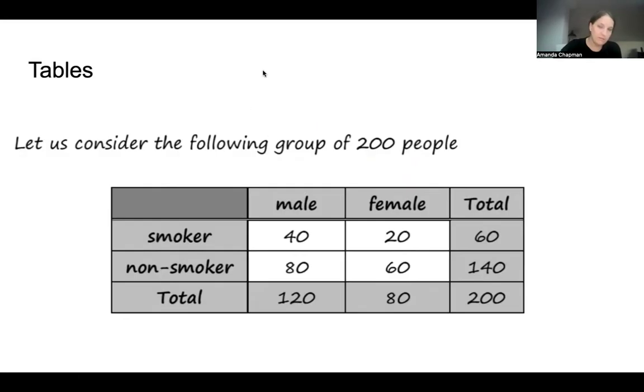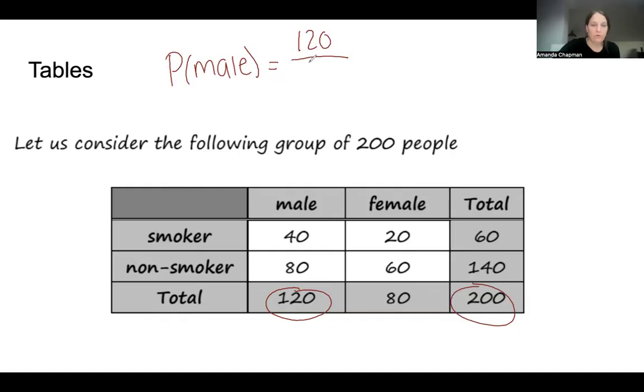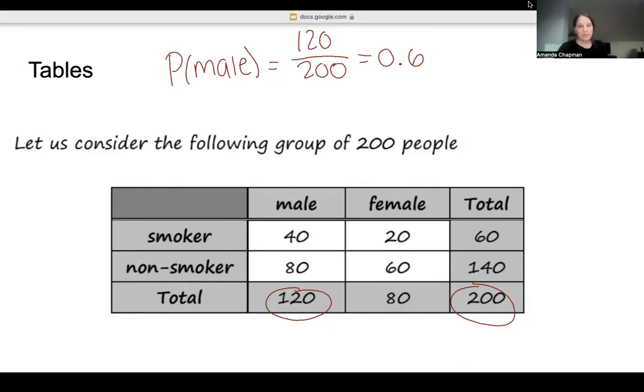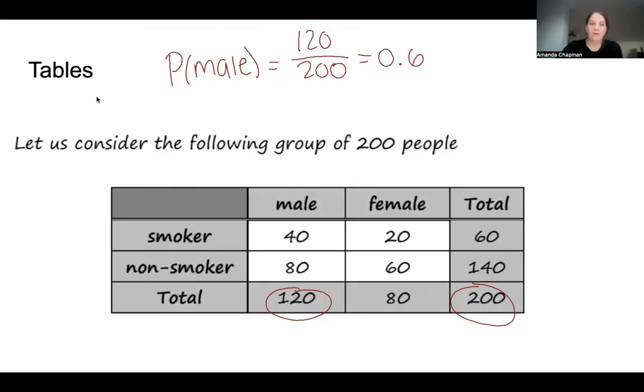So for example, if I want the probability of male, that I select someone at random and it's a male, it looks like there's 120 total males out of 200 people. And so I can do math, 0.6. Yeah, 0.6 chance that I just choose a male there. And we can do this for like anything here.